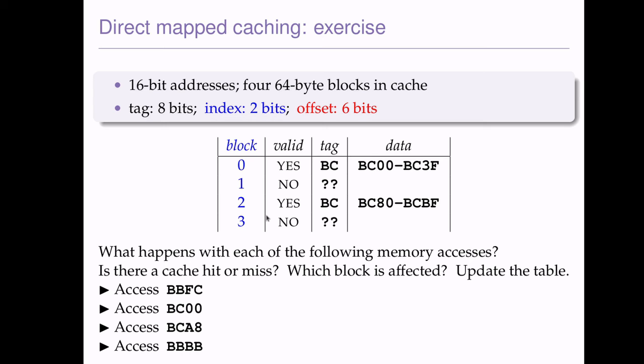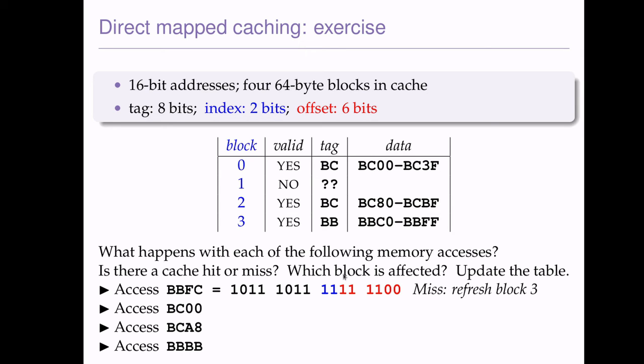So, how do we do that? Well, we expand it as a binary number. We have our tag, which is going to be BB, so our tag goes in there. It's now valid because we're going to refresh the block and get memory from main memory. And we subtract the offset from the original value, so we subtract 3 from F, that'll get us down to C, and then we subtract C from C, so we'll get BBC0, and then we'll add 3F to that to get up to BBFF. So we've refreshed the block.